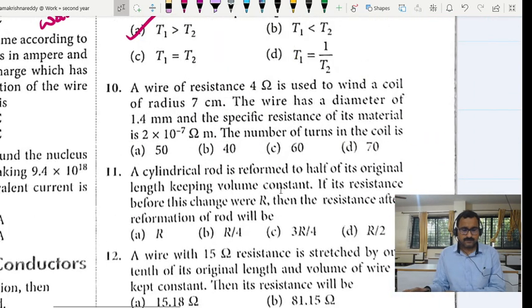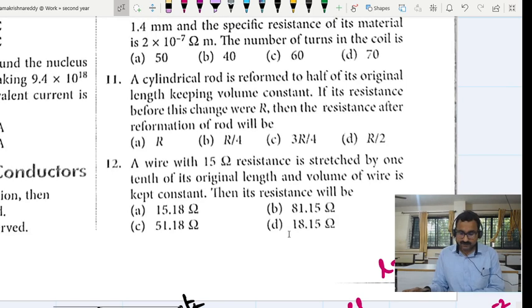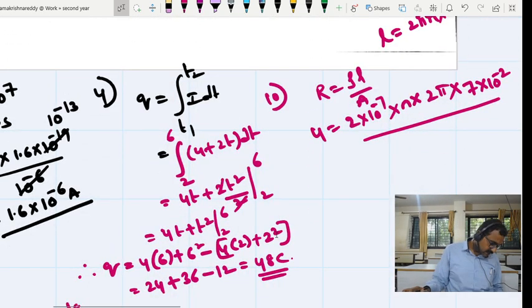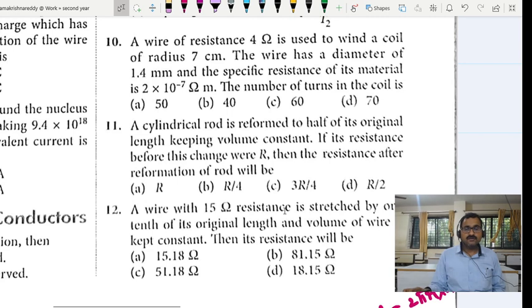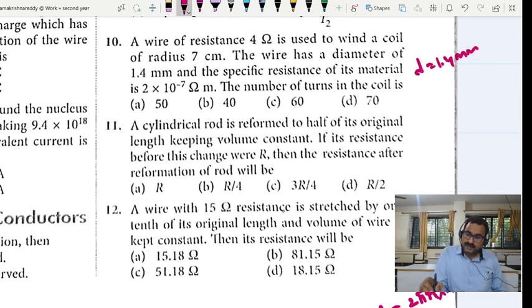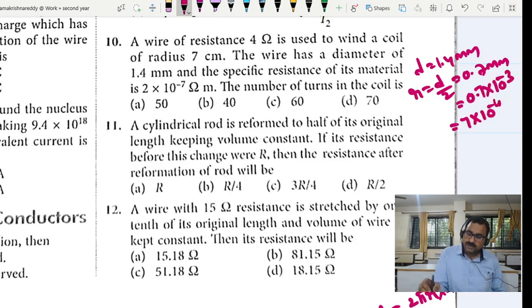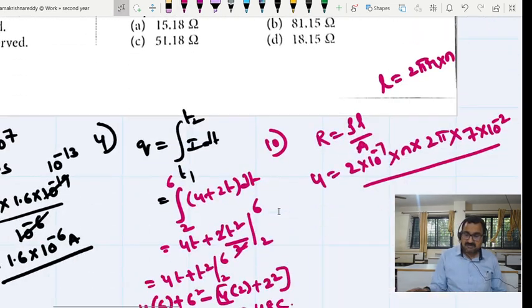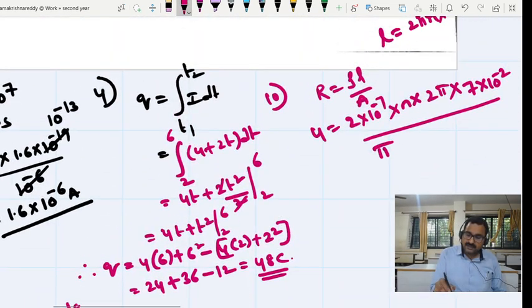area. For area, once again the problem gives the diameter, so you have to convert that once again. The diameter they gave is 1.4 millimeter. Diameter 1.4 millimeter means the radius becomes diameter by 2, 0.7 millimeter, that is 0.7 into 10 power minus 3, that is 7 into 10 power minus 4 meter. That we have to use now. So area means pi r square, 7 into 10 power minus 4 whole square.